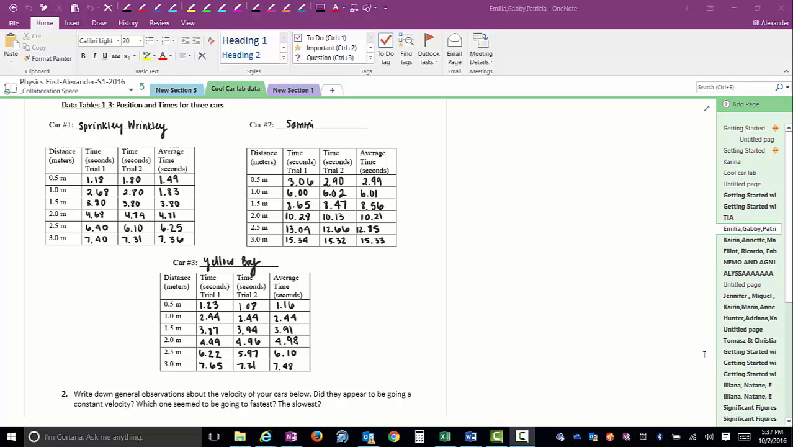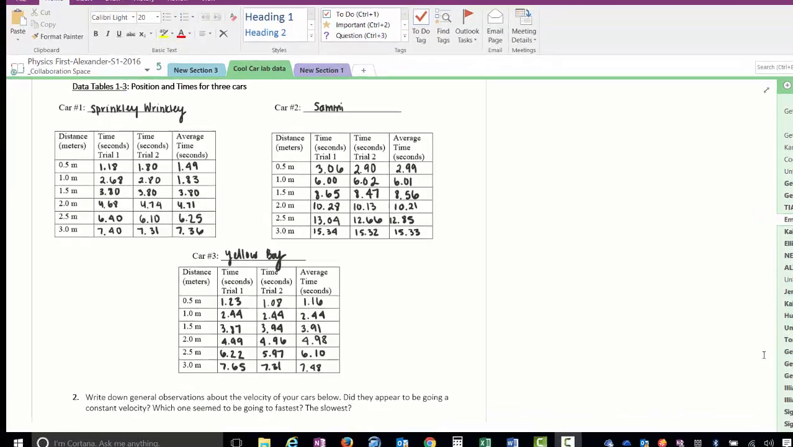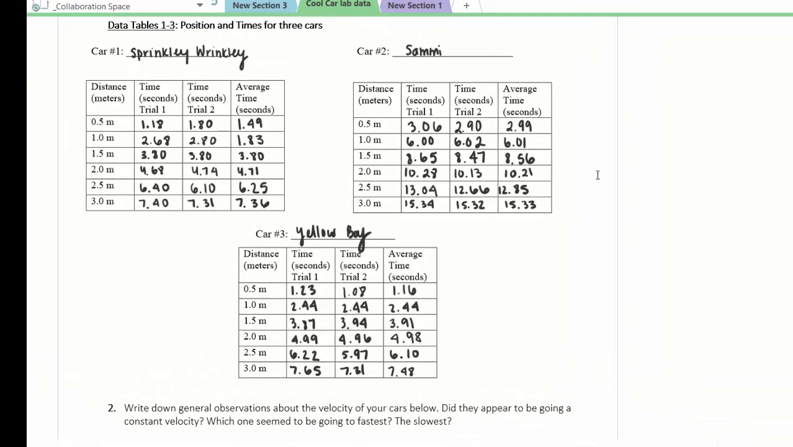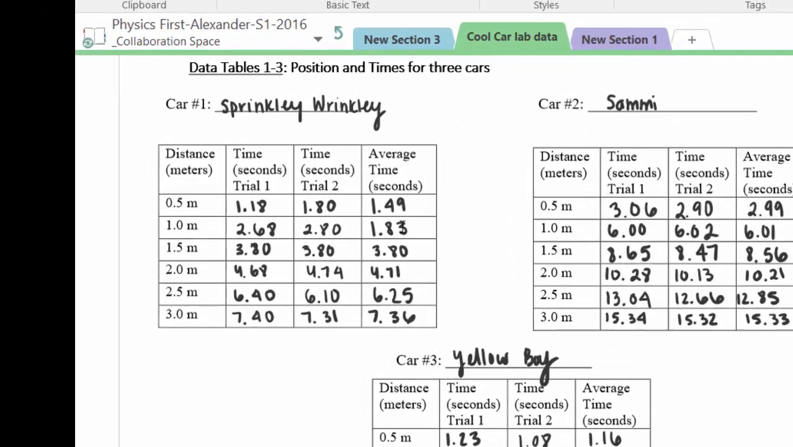So now that we have our data, we want to make sure that we can graph it and then make some decisions based on what the graph tells us. So I'm looking at some sample data from the class today, and the information that we need is the average time, and we need the distance, which actually in this case is also the displacement of the car.